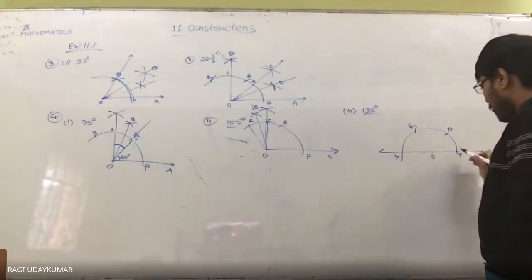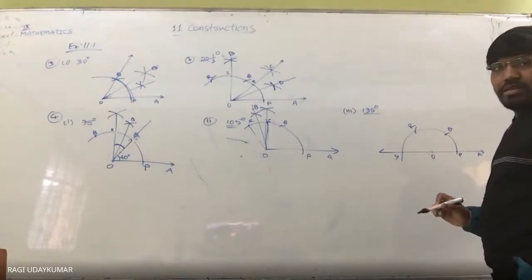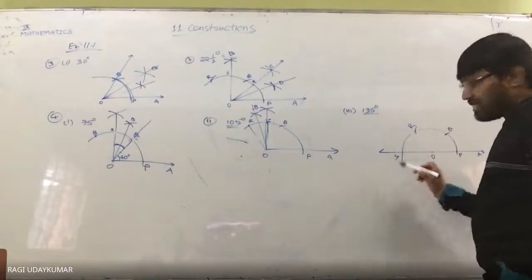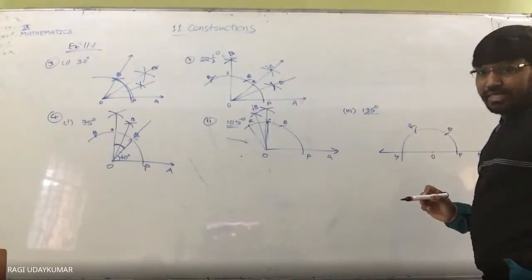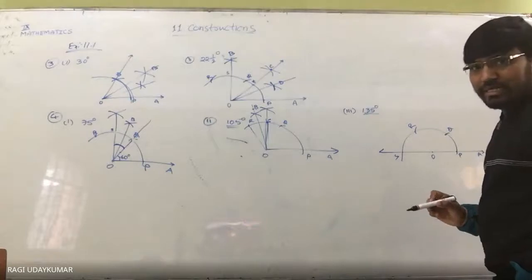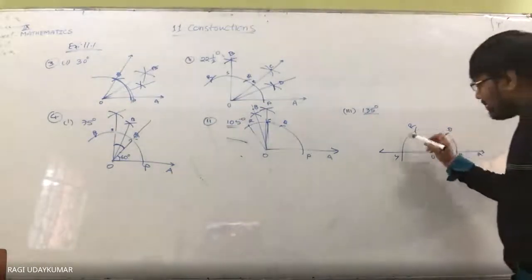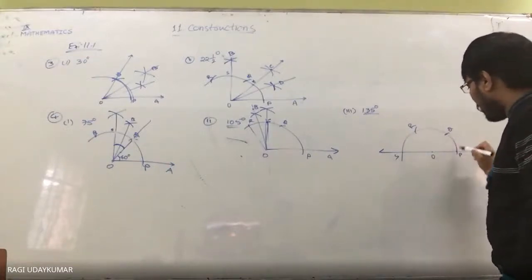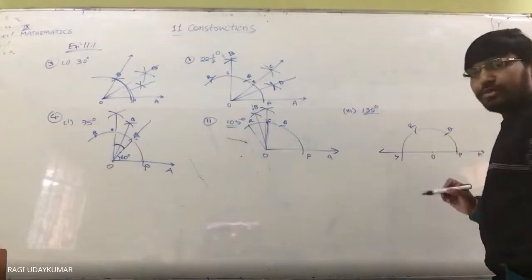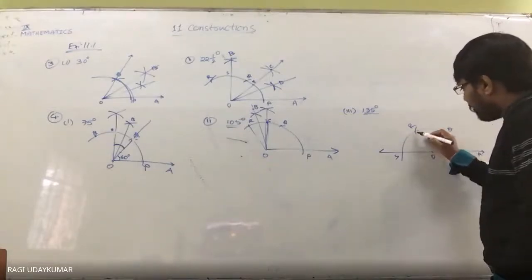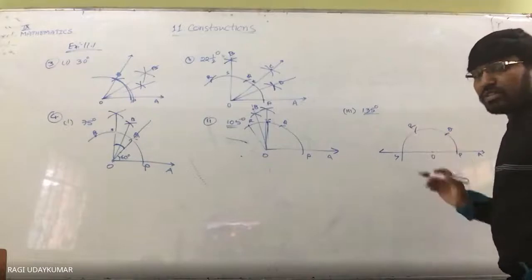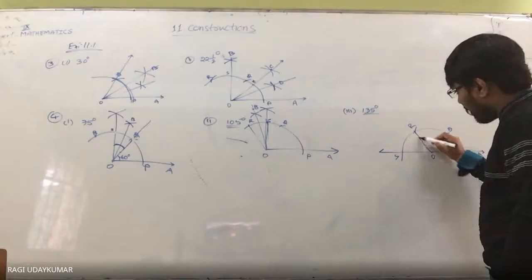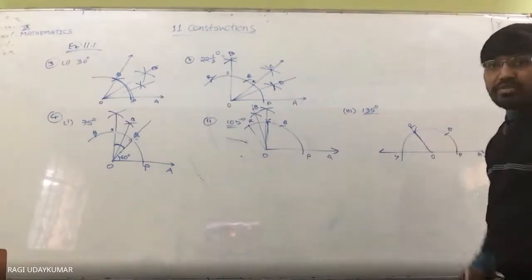So what is POR? POR is 120. And ROS is how much? ROS is 60. See here, ROS is 60, QOR is 60, POQ also 60. So till here we got 120. Still how much do you need? 15 degrees. So join these two and bisect two times.